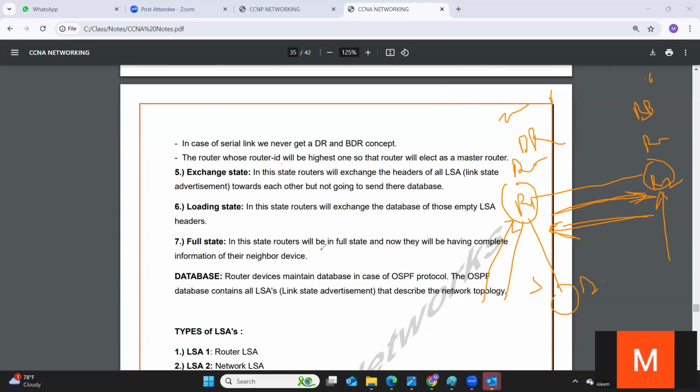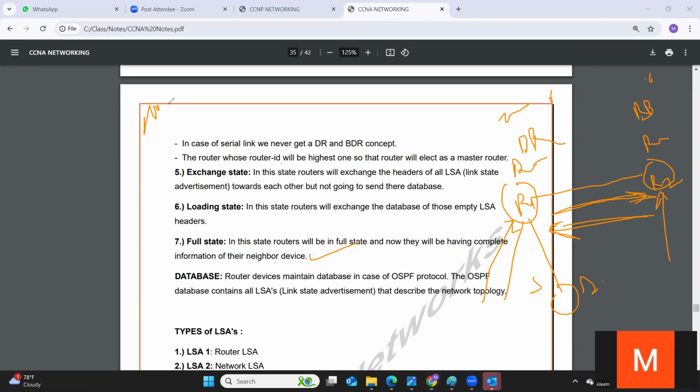They will exchange at full state. Once in this state, the router will be in full state, and now they have complete information of the neighbor devices and database. Router devices maintain a database in the case of the OSPF protocol. The OSPF database contains all the LSAs. So here we have some database tables.